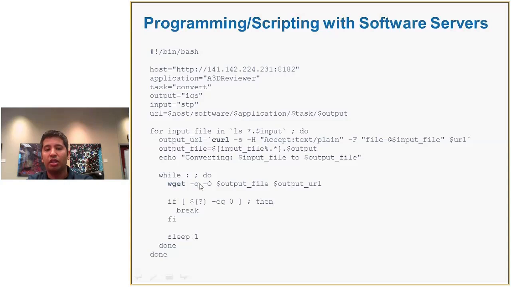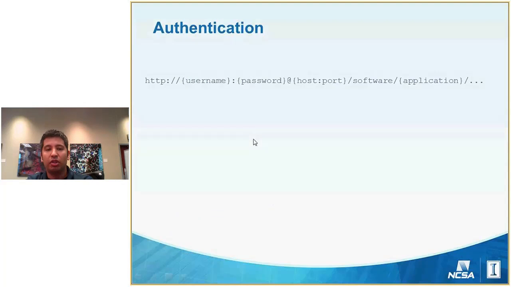It checks, is it actually done? Does the file exist? And when it's done, it uses wget to download the result and stick it in the local directory. So basically, it's using the software server to carry out conversions on a little directory. And so this is the idea. The idea is you write programs that automate these, and use the software servers to carry out conversions.